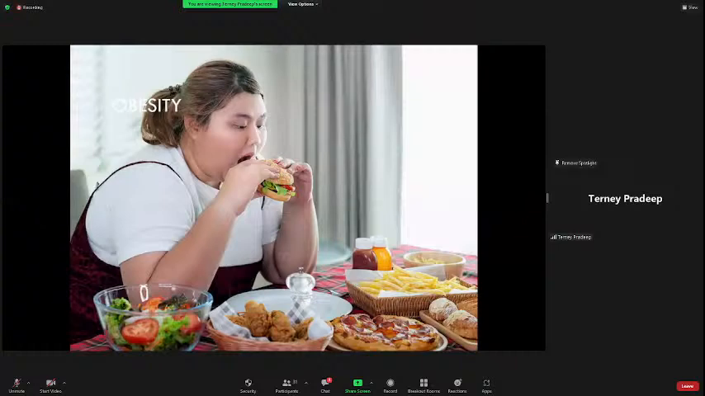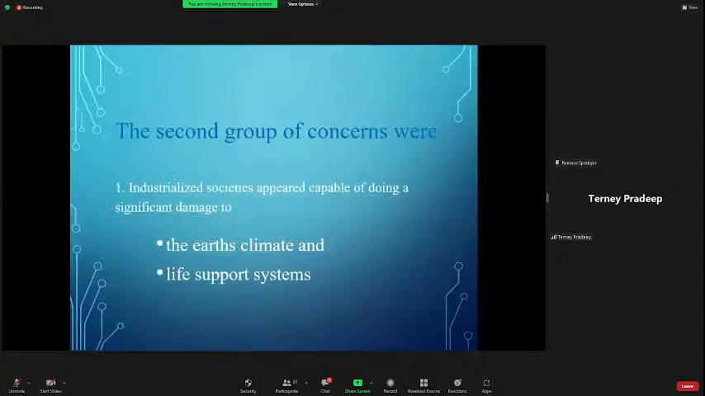Then obesity, ස්ථූලතාවය, right? High consumption rate. And the second group of concern were some developed countries. They were doing lots of significant damage to our climate and life support system. Life support systems are our forests, our river systems, our wetland systems, our oceans. Right? Those are our life supporting systems. So industrialized nations appear capable of doing significant damage to this climate system and life supporting system.